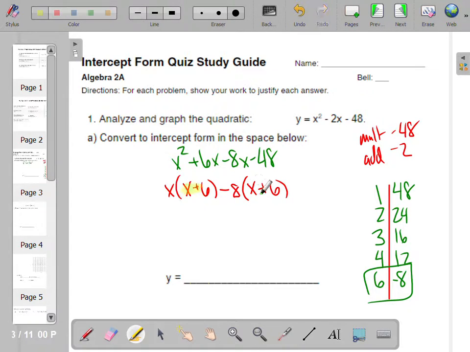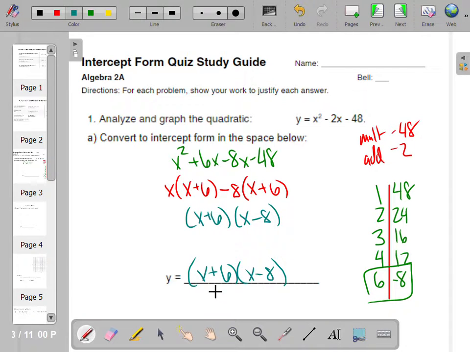If you factor correctly, you should see that that binomial is shared. So we're going to factor out an x plus 6. And if you factor x plus 6 out of this term, you're left with the x. And if you factor x plus 6 out of that, you have minus 8. So what's left is right here, x minus 8. That's your other factor. So x plus 6 and x minus 8, that is in intercept form, and we'll come back to that in a minute, and we'll talk about finding the zeros.